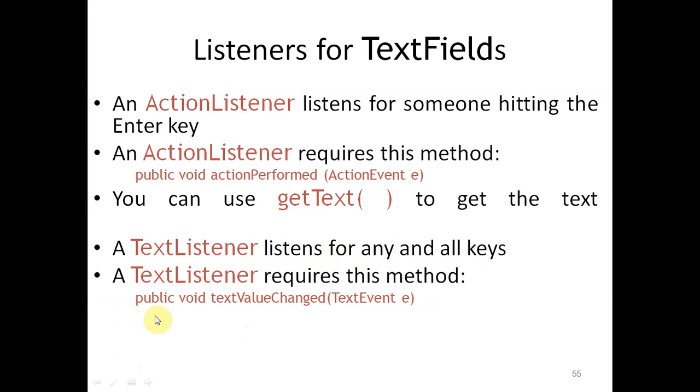In the case of the text listener we require public void textValueChange, and in the case of action listener we require the actionPerformed function. In the case of text listener we have to use textValueChange(TextEvent e). So the structure of the function is the same in all types of listener.